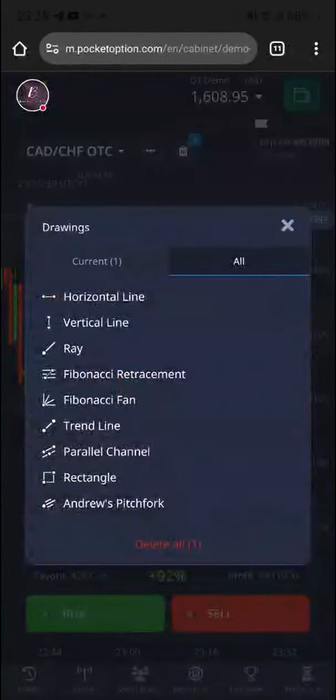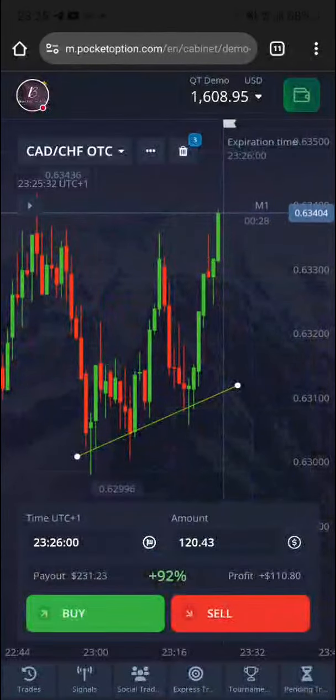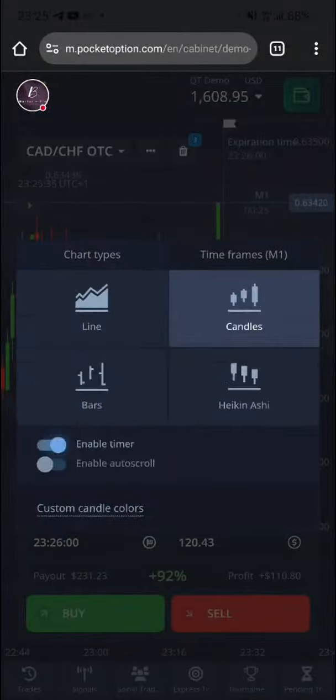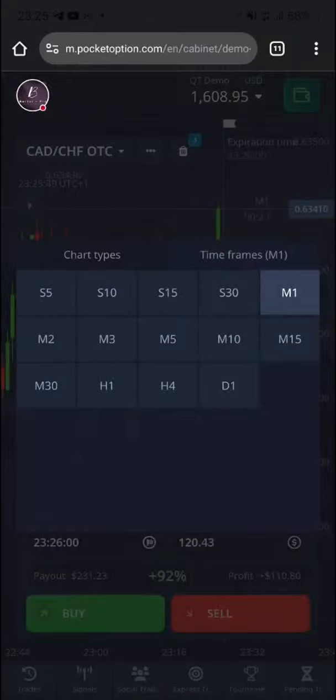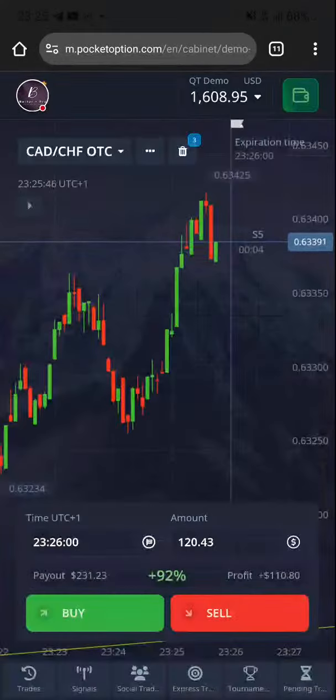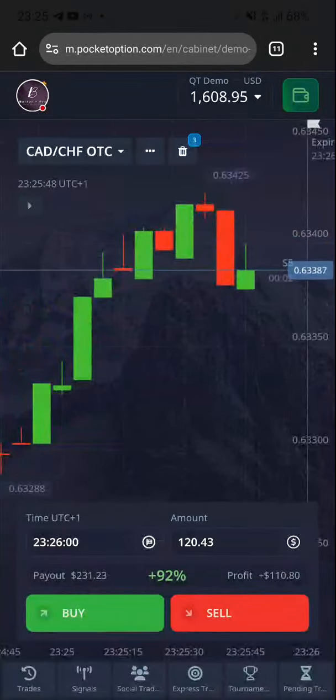You understand? I'm using 1 minute time frame. Let me show you the setup. Look at it. The chart type is candlesticks. Then the time frame is 1 minute. The reason why it looks as if it's fast is because a lot of people go on 5 seconds charts, and 5 seconds charts are very fast.